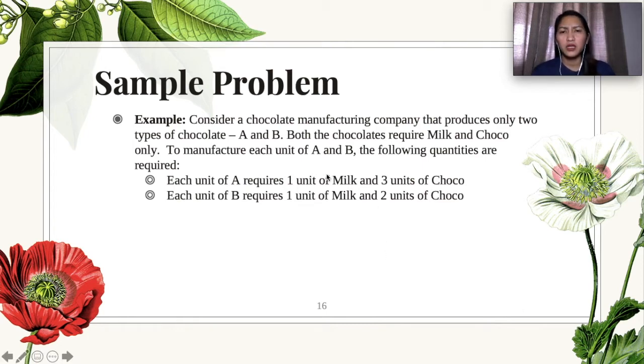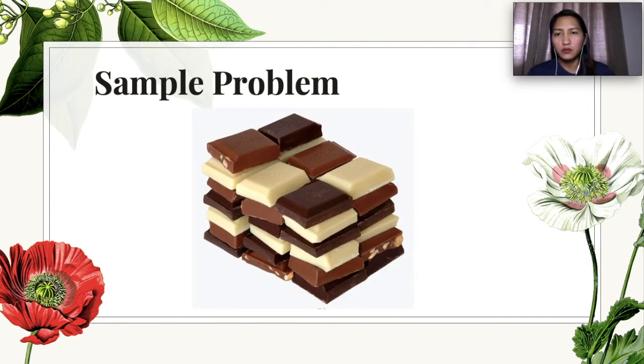So, pwede nating sabihin na itong Unit A na chocolate na pinuproduce ng kumpanya na yon ay maaring dark chocolate, while yung Unit B, ang napoproduce nila ay milk chocolate. So, halimbawa, ito yung ating Unit A. Ang component daw nito or yung ingredient daw nito ay isang unit ng milk at 3 unit ng choco. While itong Unit B na napoproduce ng kumpanya ay ang kailangan niyang raw material ay 1 unit of milk and then 2 units of choco.